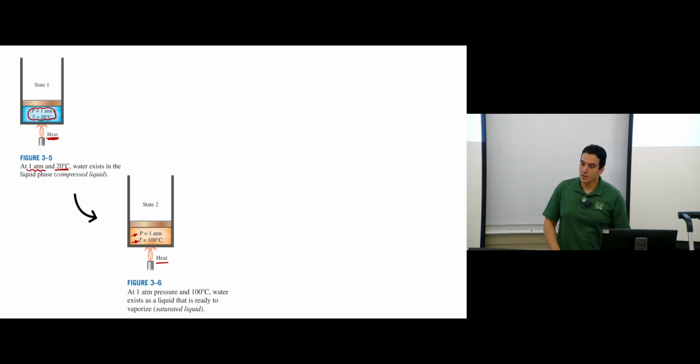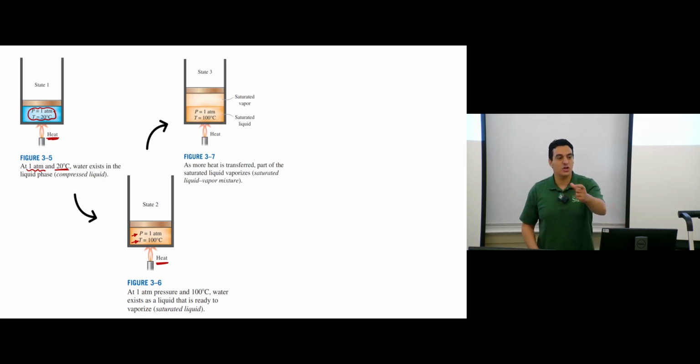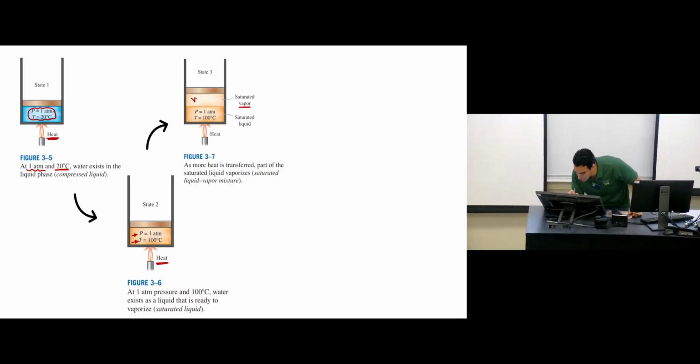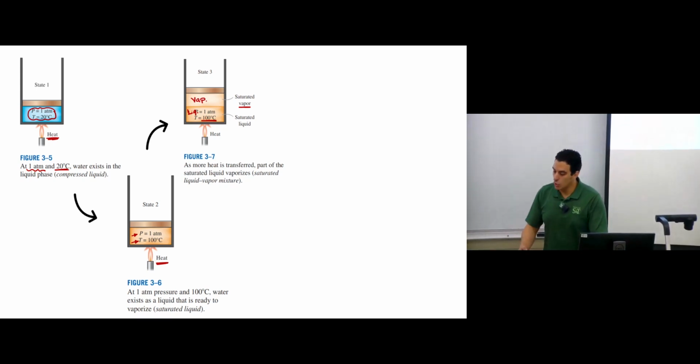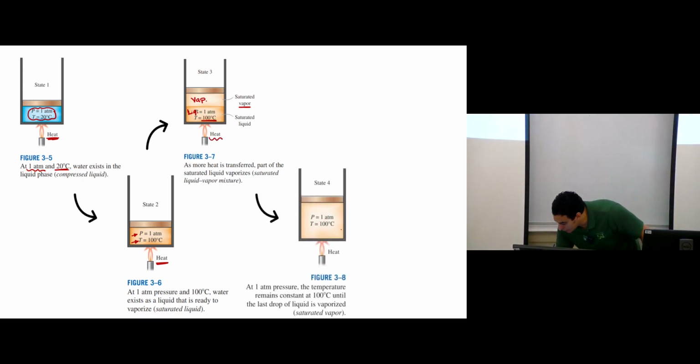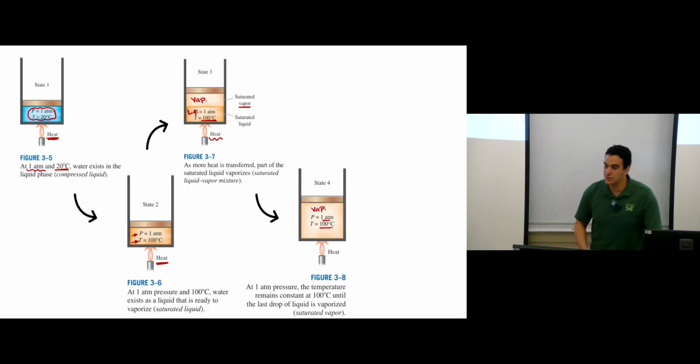And if you continue adding heat, what will happen? Now, phase change will start to occur. Now vapor will start to appear. So here we have vapor, but still we have some liquid. And still the temperature is 100 degrees Celsius. If you continue adding heat to this system, what will happen? Again, everything now will be vapor. Pressure is 1 atmosphere, temperature is 100 degrees Celsius.